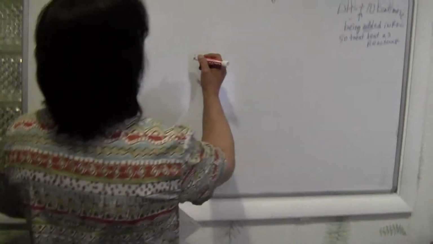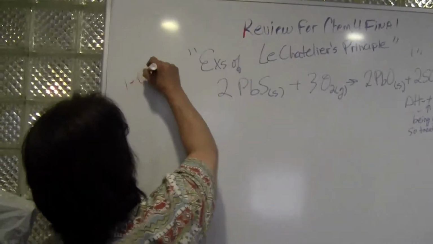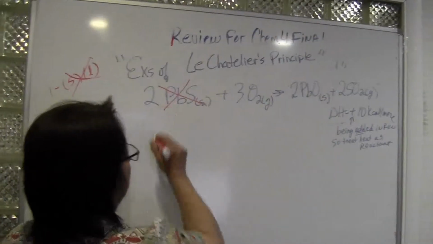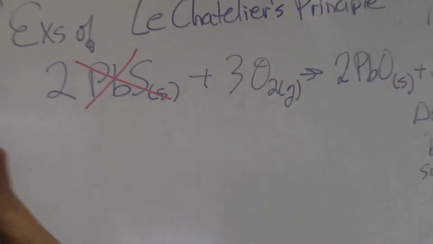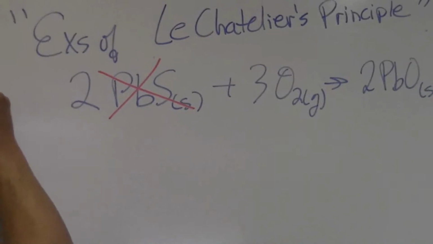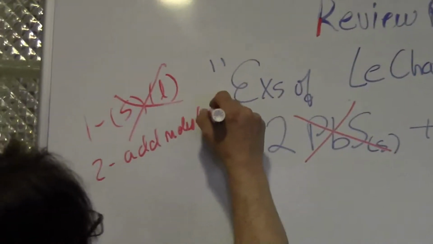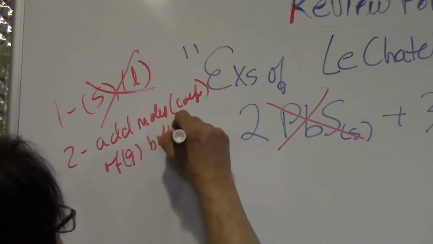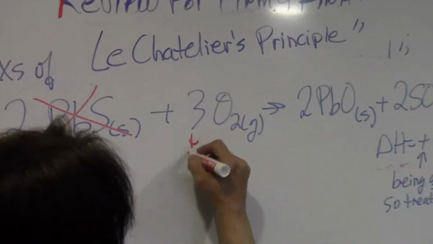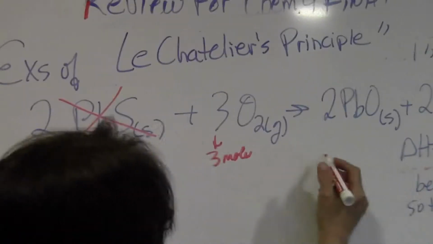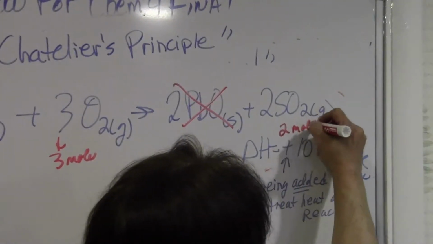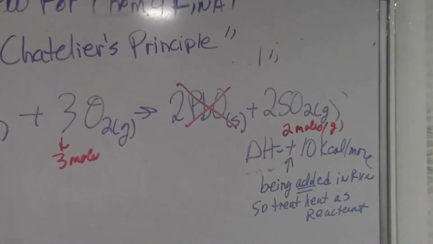Remember we said there are two things you should do right at the get-go. Number one was cross out any solids or liquids. So I'm going to go ahead and do that. And step two was to add up the moles from the coefficients in the equation of gas on both sides. So I'm going to do that. And I see we have 3 moles of gas here, and, oh, there's another solid. And we have 2 moles of gas here. Now we're ready to go.